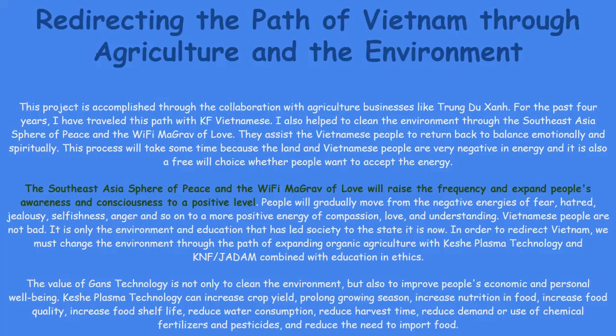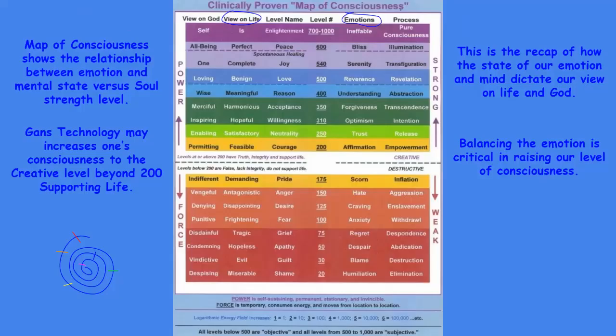The value of GANS technology is not only to clean the environment, but also to improve people's economic and personal well-being. Keshe Plasma technology can increase crop yield, prolong growing season, increase nutrition in food, increase food quality, increase food shelf life, reduce water consumption, reduce harvest time, reduce demand or use of chemical fertilizers and pesticides, and reduce the need to import food. This is the map of consciousness.